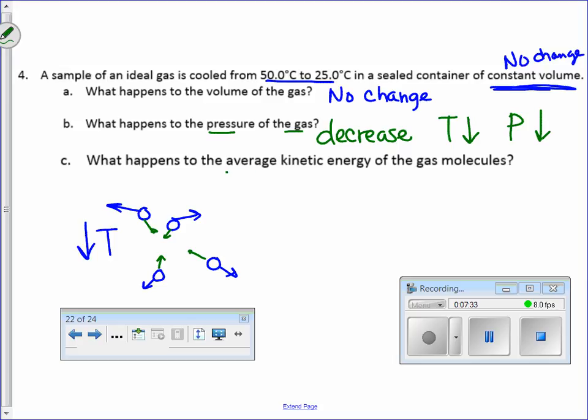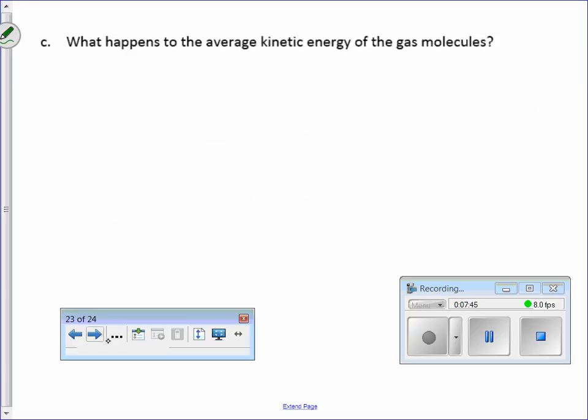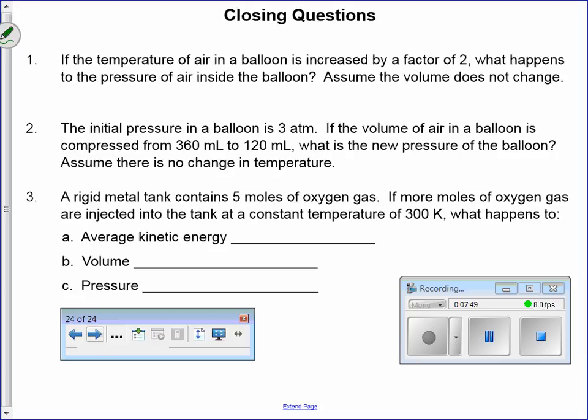See what happens to the average kinetic energy? Okay, that should be code in your mind for temperature. If the temperature drops, that is average kinetic energy, so it will also decrease. I'm sorry, I have that twice. All right, next. False.